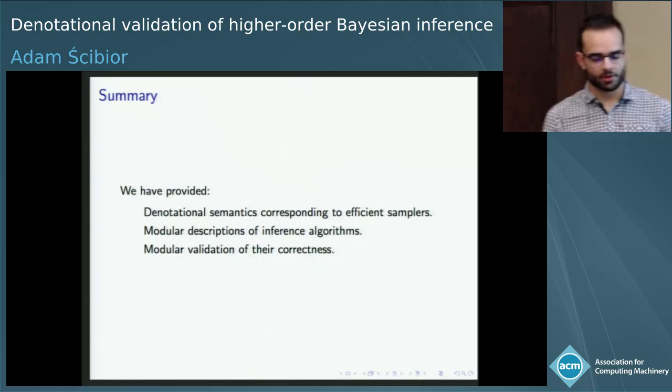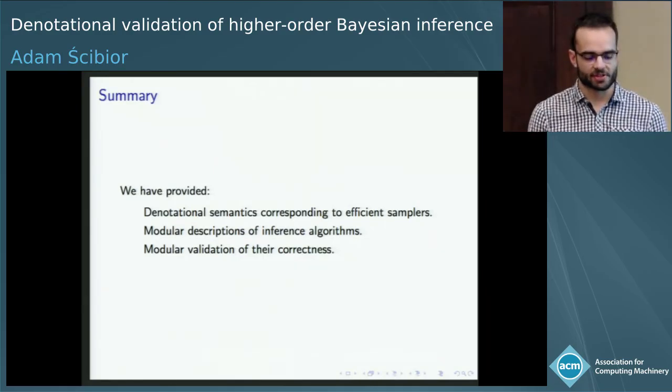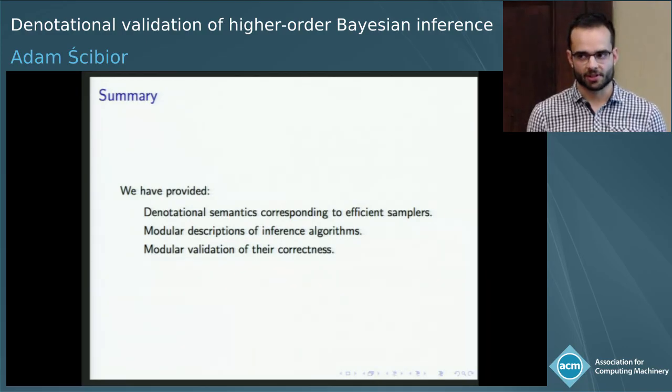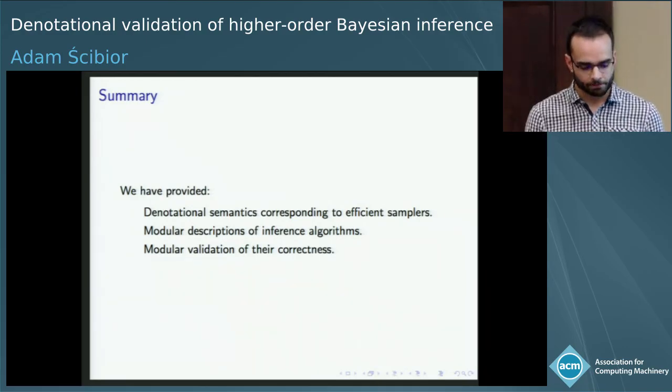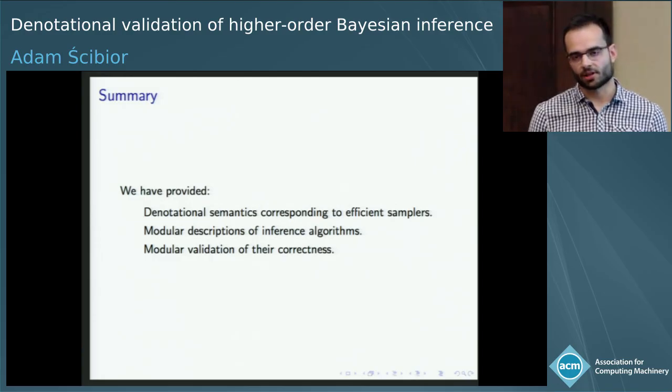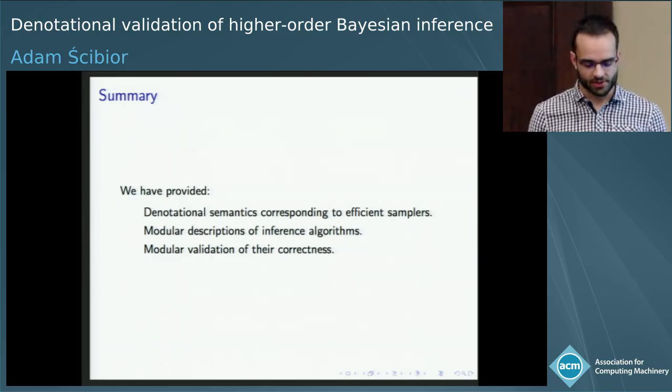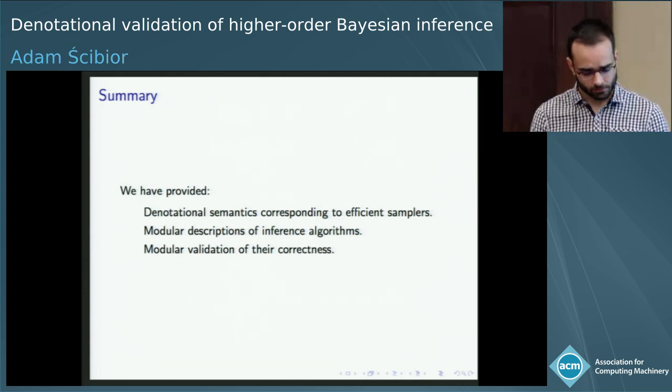Okay, so in summary, what we have provided is denotational semantics that correspond to practical inference algorithms that you're actually going to run. And we have achieved a degree of modularity so that we can mix and match different building blocks, which is commonly done in the approximate inference literature, where certain Monte Carlo algorithms are conceptually explained as different building blocks put in various ways.